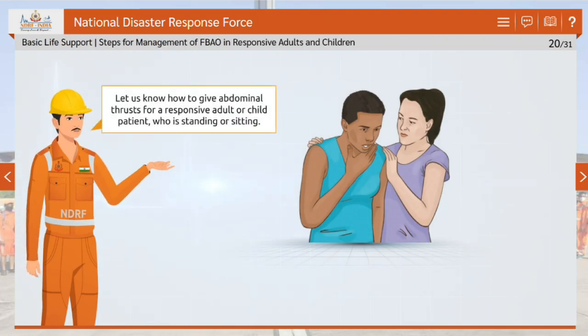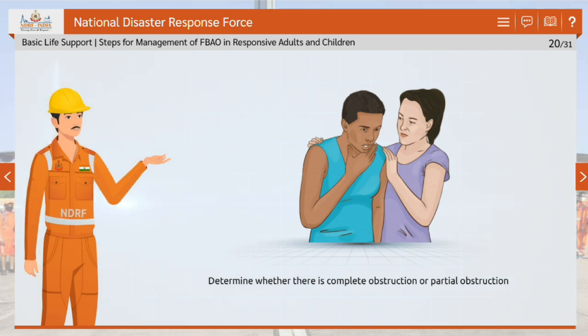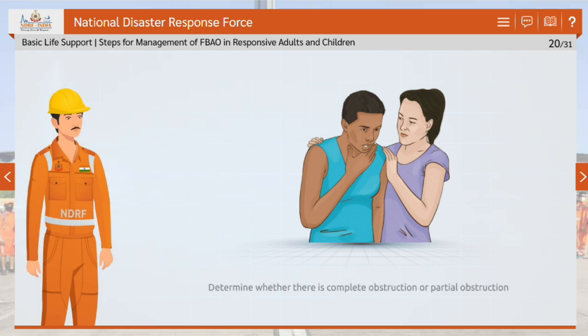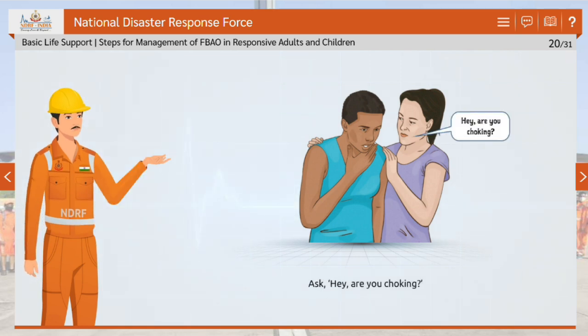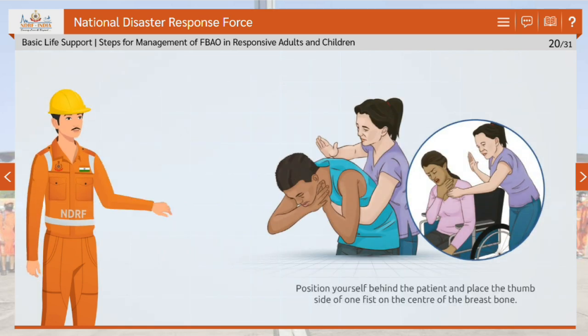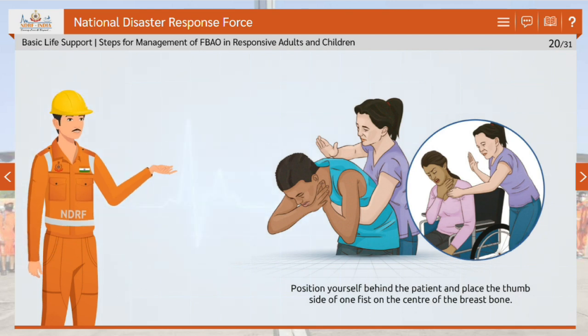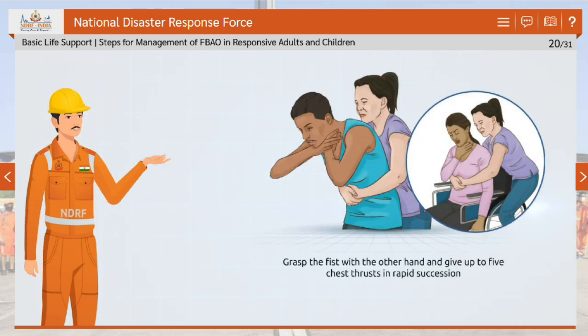Let us know how to give abdominal thrusts for a responsive adult or child patient who is standing or sitting. First, determine whether there is complete obstruction or partial obstruction. Ask, "Hey, are you choking?" Position yourself behind the patient and place the thumb side of one fist on the center of the breastbone. Grasp the fist with the other hand and give up to 5 chest thrusts in rapid succession.